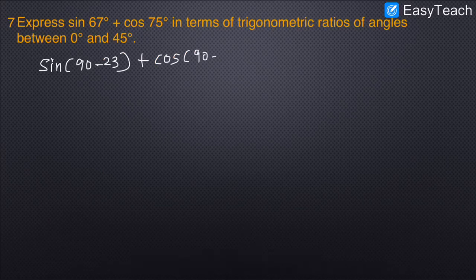Next step I am going to apply the complementary angles. So, sine 90 minus 23 is cos 23, plus cos 90 minus 15 is sine 15. Now, look at the angle. Now both angles lie between 0 and 45. Hope you understand these two concepts. Thank you so much.